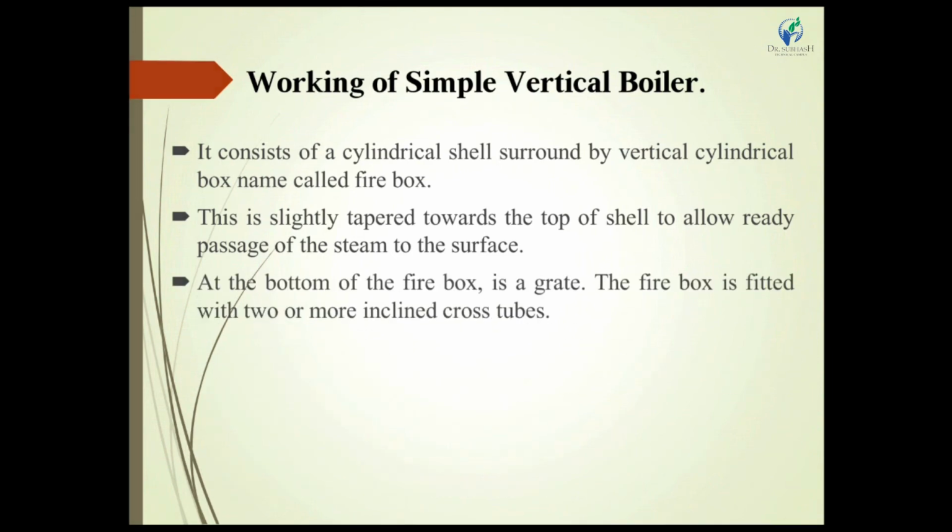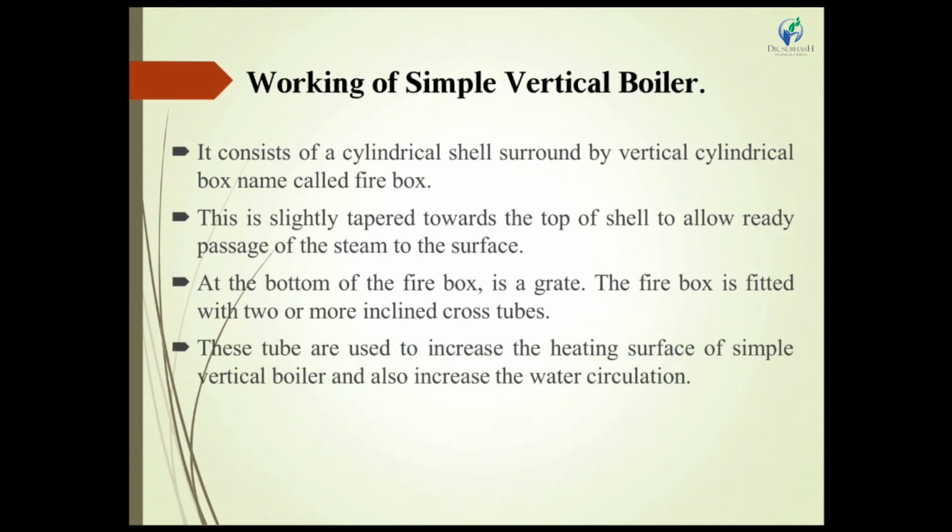At the bottom of the firebox is a grate. The firebox is fitted with two or more inclined cross tubes. These tubes are inclined in the box because we have to give a higher heat transfer rate by increasing the surface area. These tubes are used to increase the heating surface of the simple vertical boiler and also increase the water circulation.